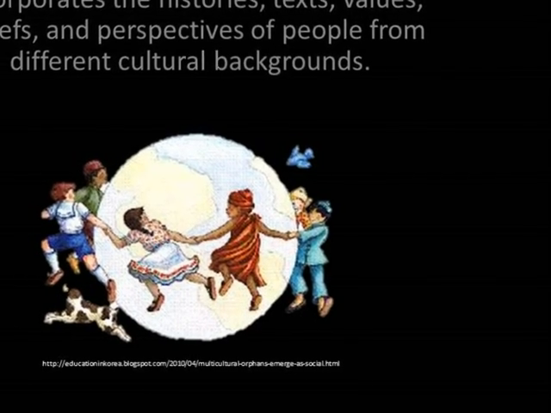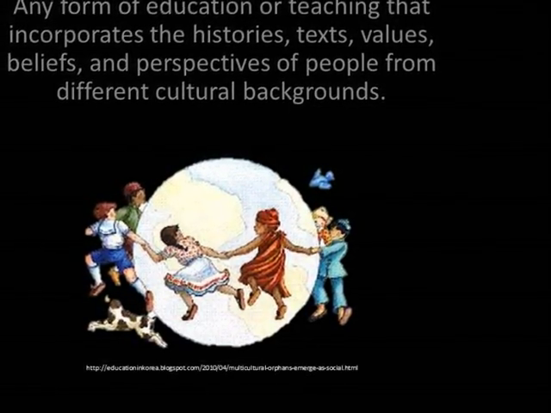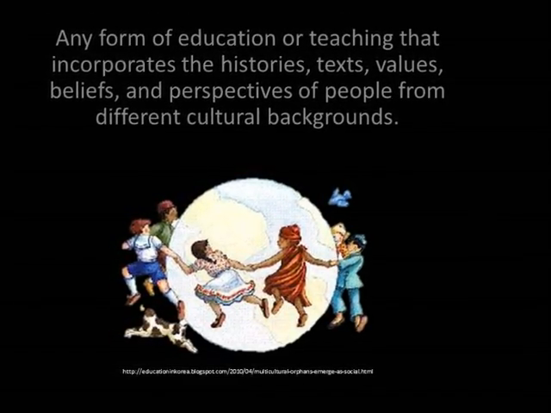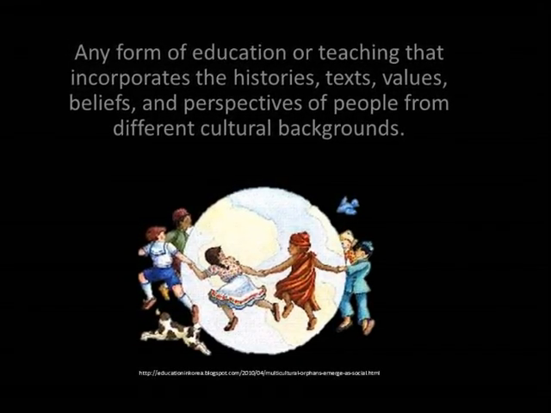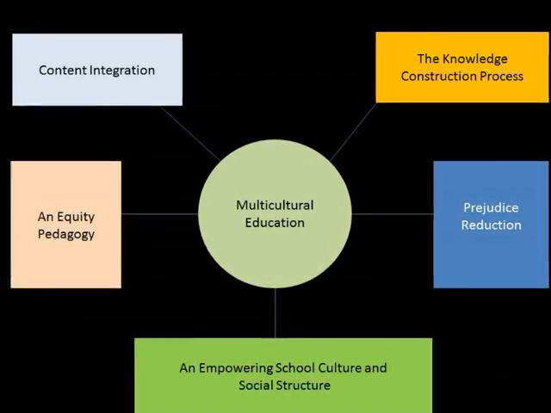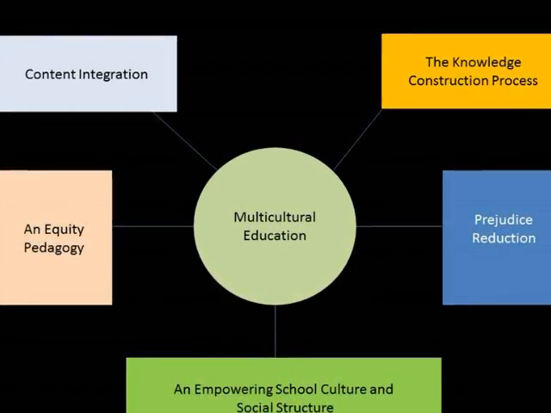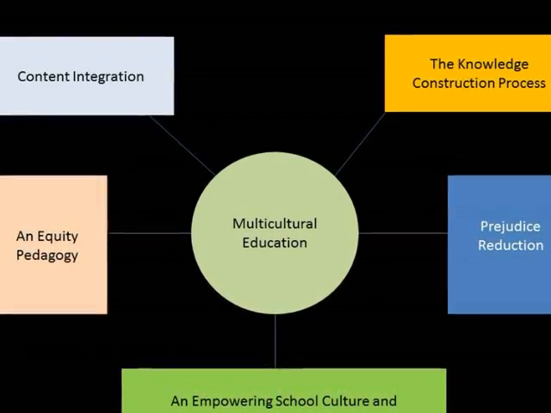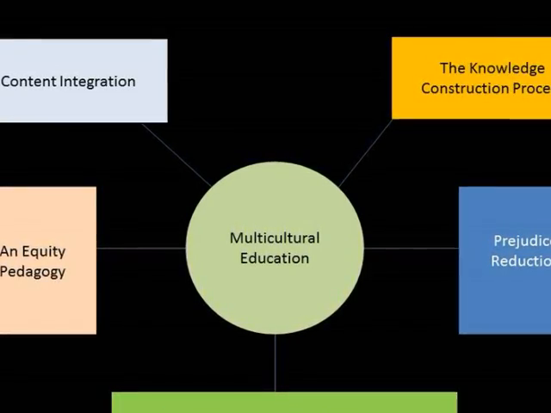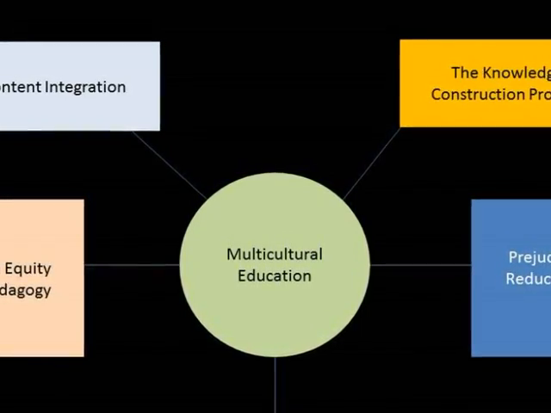The Glossary of Education Reform defines multicultural education as any form of education or teaching that incorporates the histories, texts, values, beliefs, and perspectives of people from different cultural backgrounds. James and Cherry Banks take this concept of multicultural education one step further. They state that multicultural education consists of 5 dimensions: content integration, the knowledge construction process, prejudice reduction, an equity pedagogy, and an empowering school culture and social structure.